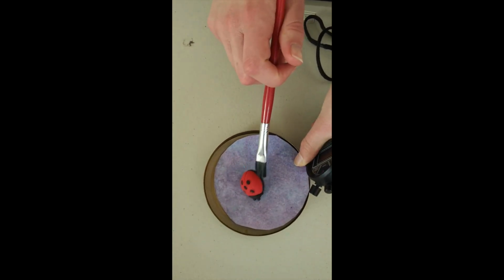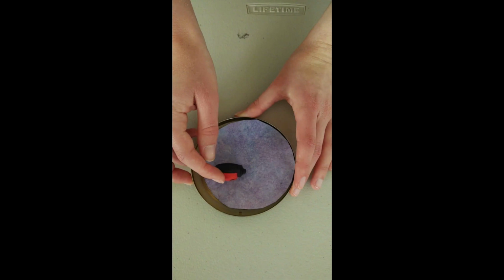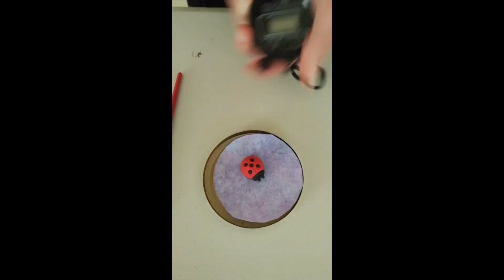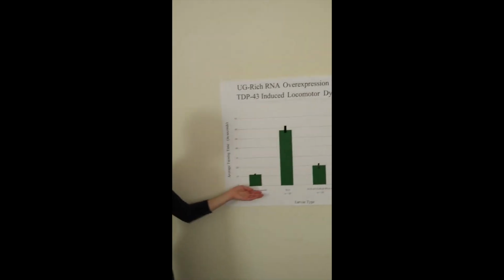What I would do is I would get the fly larva on a grape juice plate, and I would take a paintbrush, and using the paintbrush, I would turn the larva over, and then I would start a stopwatch. By its own means, the larva would turn back upright, and when it was back upright, I would stop the stopwatch and record the time. I turned healthy flies, I turned fly larvae with ALS, and finally, I turned fly larvae that had ALS in addition to UG-rich RNA. My results are shown here on this graph.